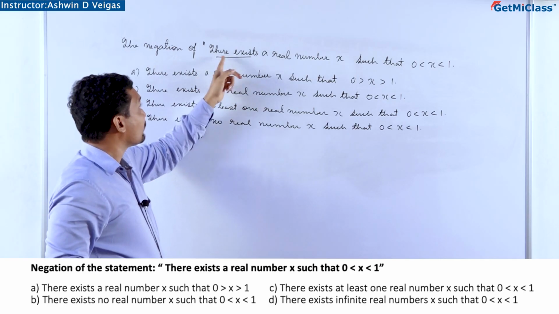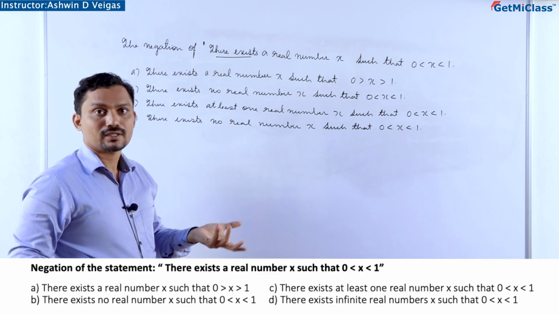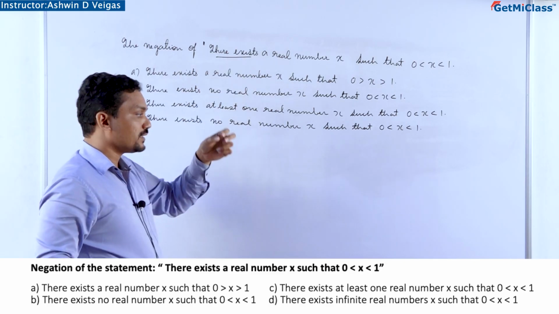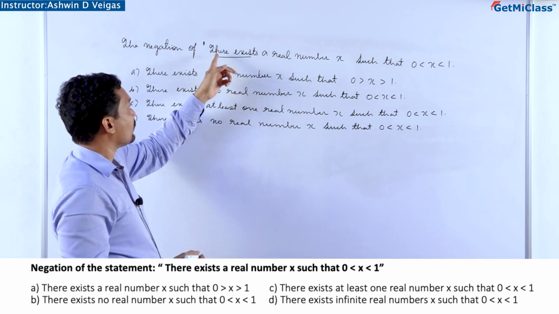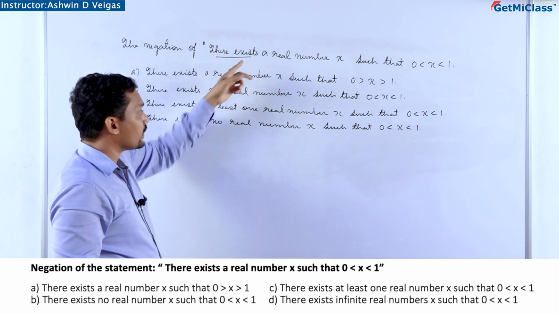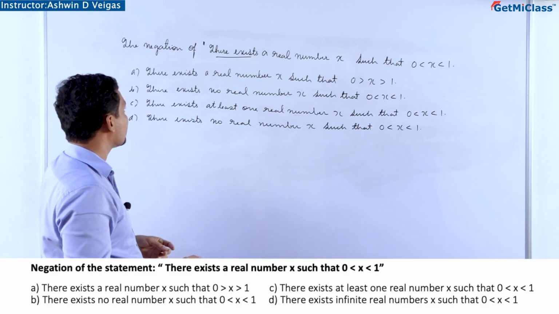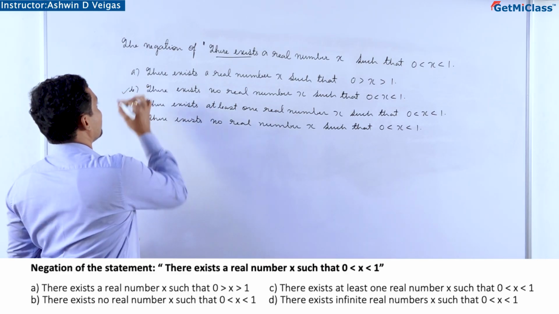The negation of there exists is always there does not exist. There exists means it is there. There does not exist means it is not there. So, therefore, the negation of there exists is always there does not exist. So, therefore, really option B is the answer.